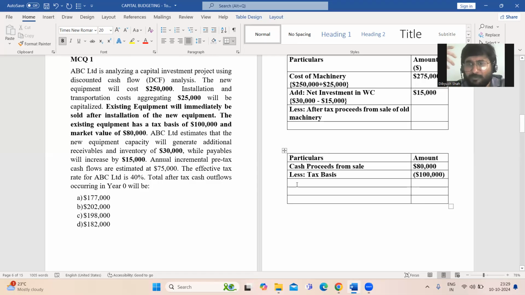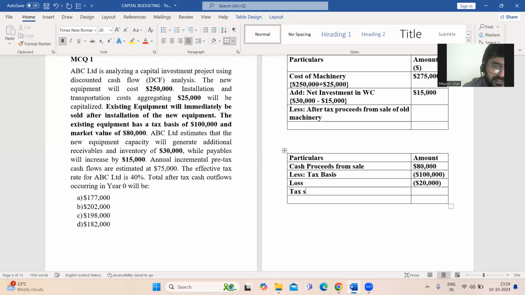So this is a loss. The value of the equipment in your tax returns is $1 lakh or $100,000, and your cash proceeds from sale is only $80,000. So there is a loss of $20,000. Now, government has to bear a share of this loss as well. When they are partners in your business, when they are coming for the profits, they will also bear a share of their loss. So, what will be their share of loss? The tax rate.